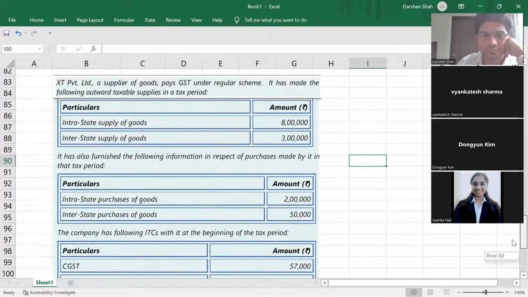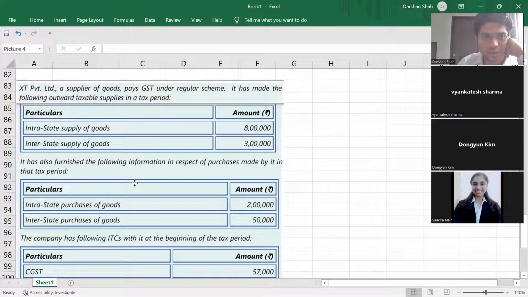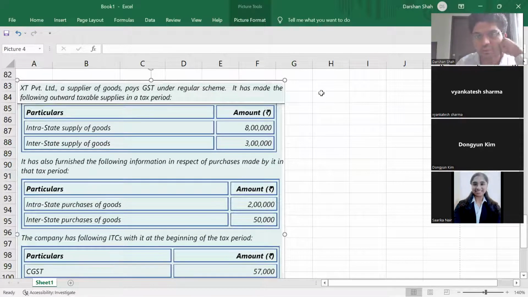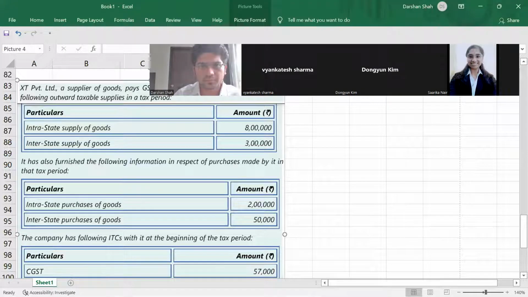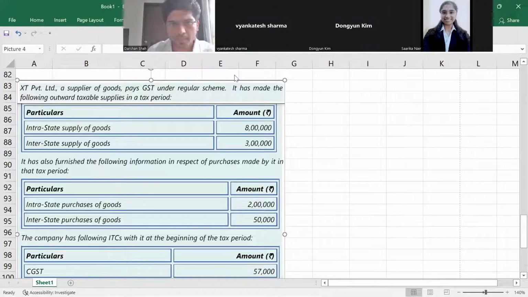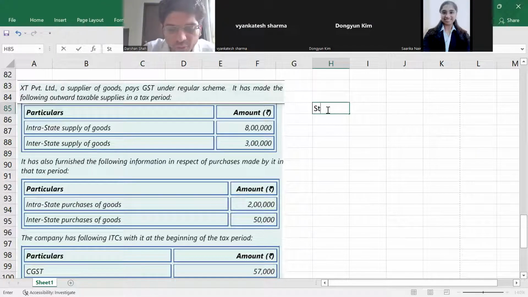Let us do it then. Let us do this question. A bit important question, guys. This is a bit important question because the calculation is a bit different. Okay. So now see, first step 1, what we do? Step 1, we calculate for outward supply.